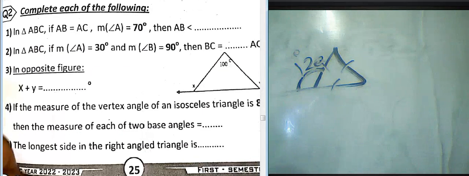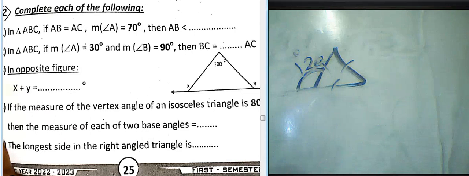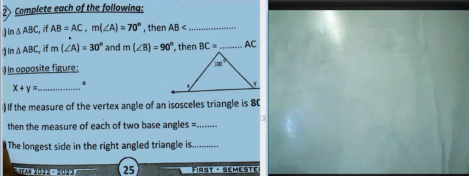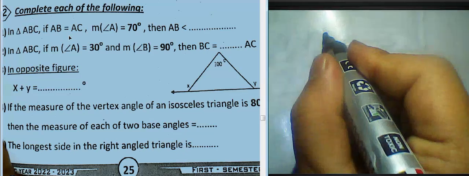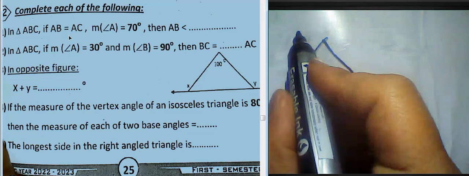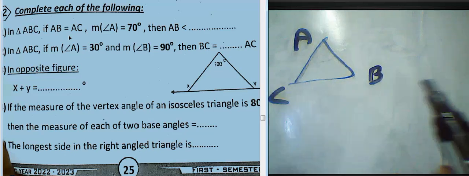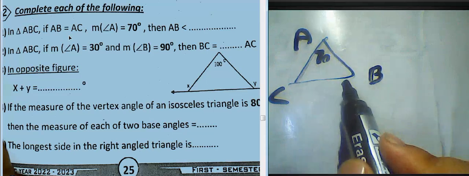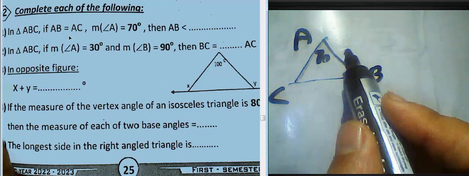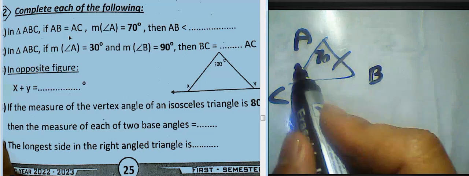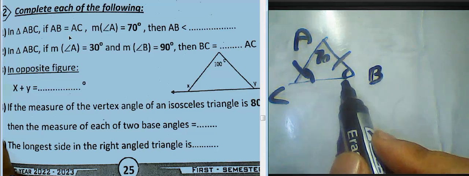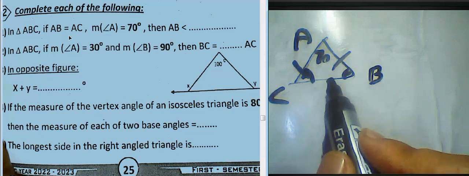Complete each of the following. Number 1: in triangle ABC we have AB equal AC, so it is an isosceles triangle. The measure of angle A is 70 degrees, and AB equals AC. Then we can get the angle here. This angle will be what?